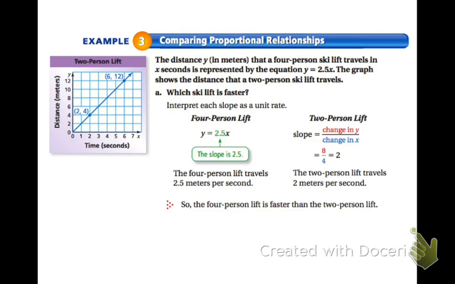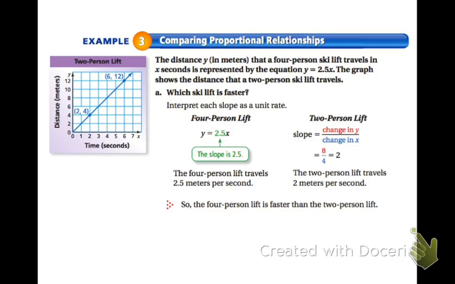Okay, our final example is comparing proportional relationships. In this example in your book, it talks about the distance in meters that a 4-person ski lift travels in x seconds, represented by this equation. So they give us the equation right here, y is equal to 2.5x. This graph shows a 2-person lift. So we can use information, because we see 2 points on the graph, to calculate the slope for the 2-person lift. For the 4-person lift, the slope is in the equation as 2.5 meters per second. When we take 12 minus 4 over 6 minus 2, we get 2. So the 4-person lift is faster than the 2-person lift. 2.5 meters per second is faster than 2 meters per second.